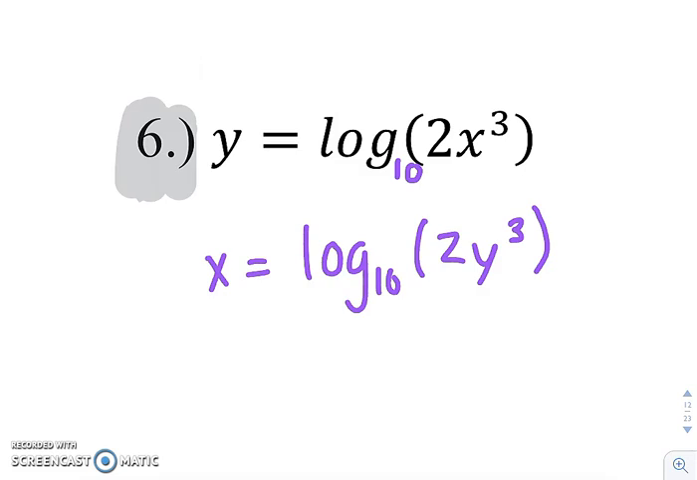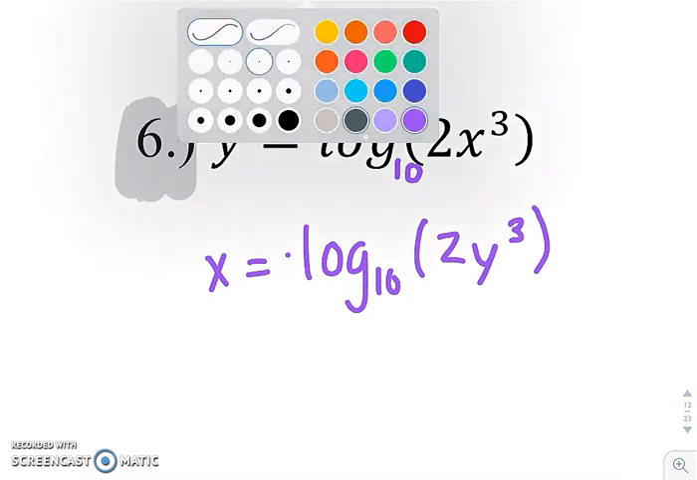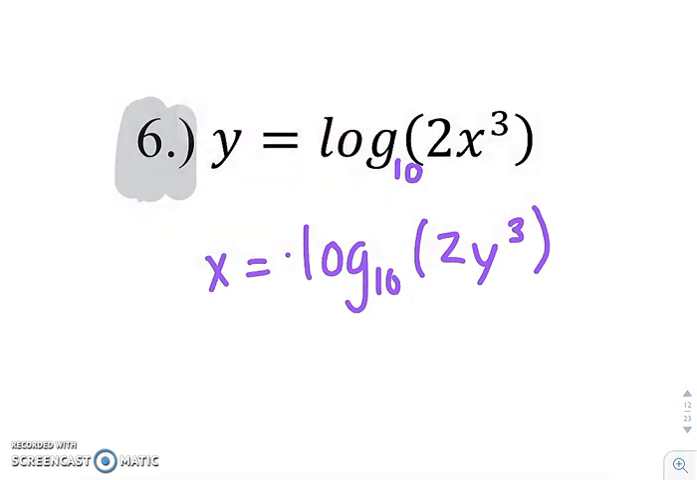So, if there was something being multiplied by this log, like say it were 3 times log base 10 of 2y cubed minus 8, we would have to get rid of that 3 and that 8 first. But because there's not, this first step is going to be to undo the log.